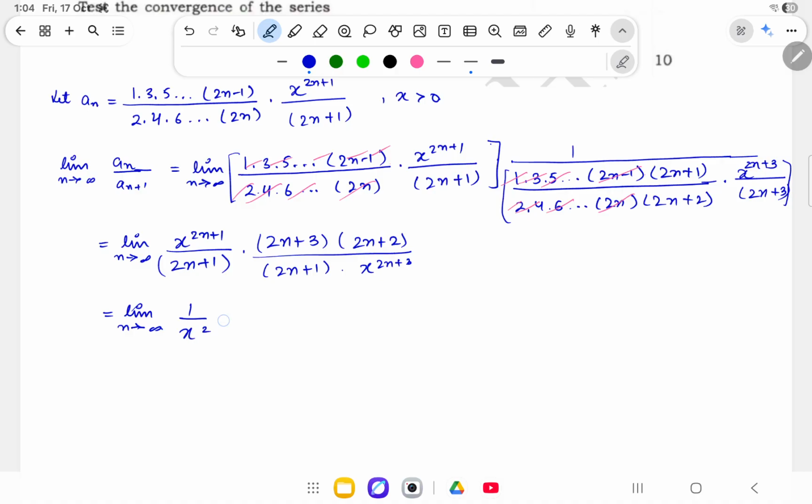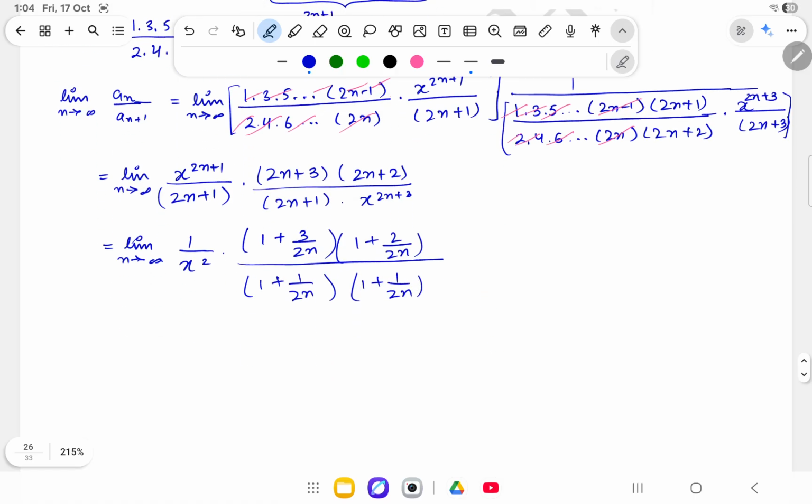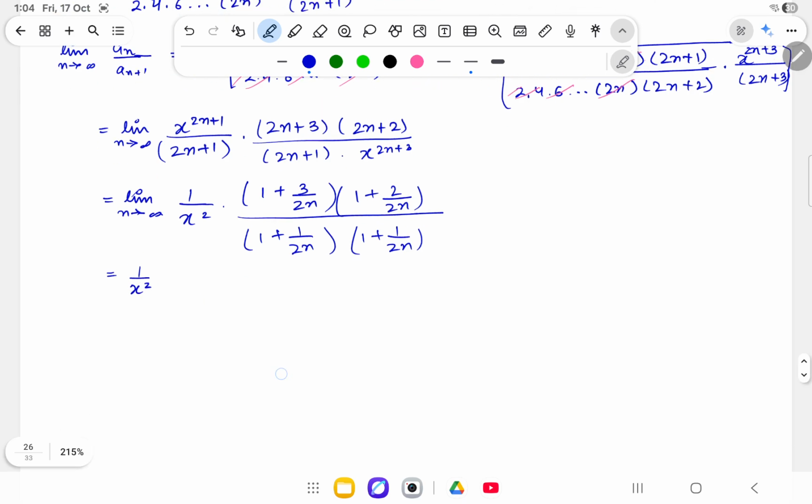and I am just dividing by 4n square throughout, both in the numerator and denominator. So I'll get 1 plus 3 by 2n into 1 plus 2 by 2n divided by 1 plus 1 by 2n and 1 plus 1 by 2n. Now if I take its limit as n approaches infinity, I'll get 1 by x square. Now we know that the ratio test converges.